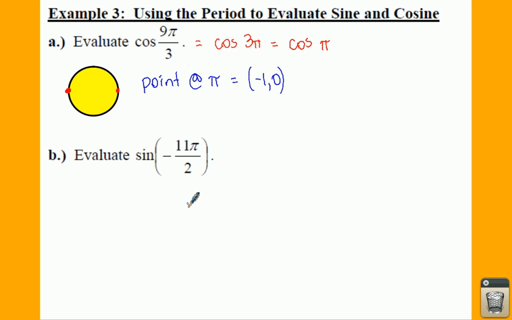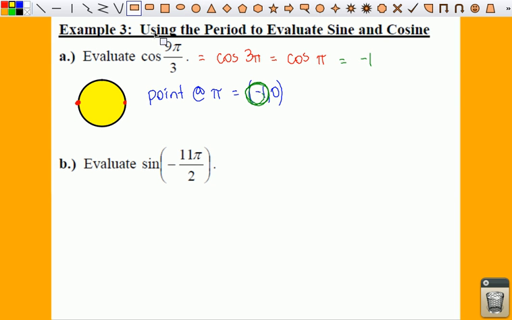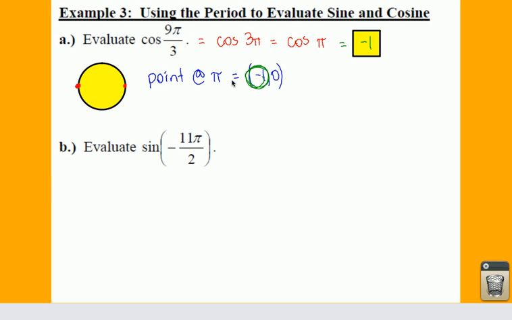Boy, you are so not right. The answer would be your x value. So the cosine at pi doesn't want the entire ordered pair, it just wants the negative 1. So your solution for 3a is just negative 1.